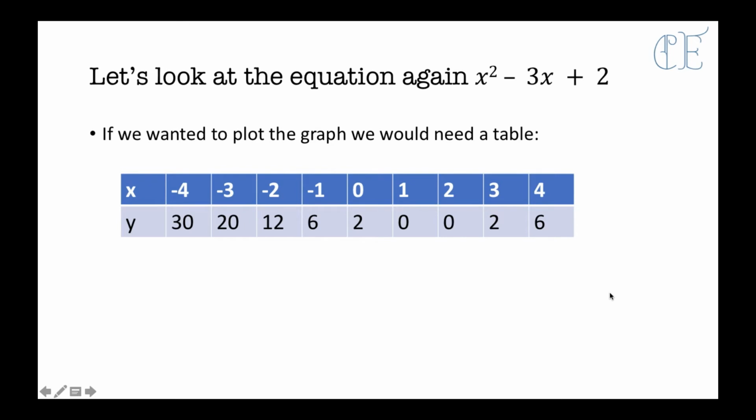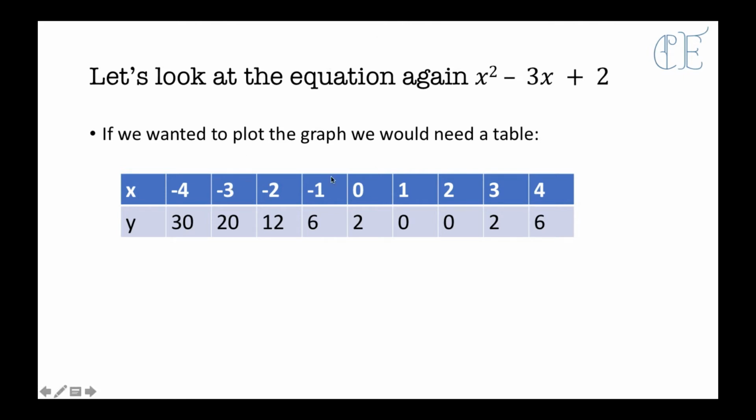Let's look at the equation again. X squared minus 3x plus 2. If we wanted to plot the graph, we would need a table. So here what I've done is I've done x and I've chosen these x values based on some axes on a graph. So I've just decided to go from minus 4 to 4. So if I put minus 4 as x into my equation, that means I would do minus 4 squared, which would be 16, and then take away 3 times minus 4. Well, it's actually minus 3 times minus 4, which makes positive 12, actually. So it's 16 plus 12, and then plus 2, which makes 30.